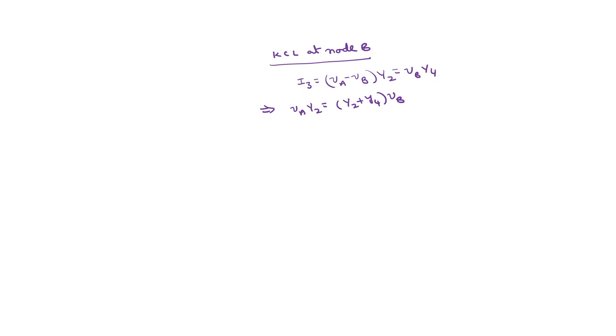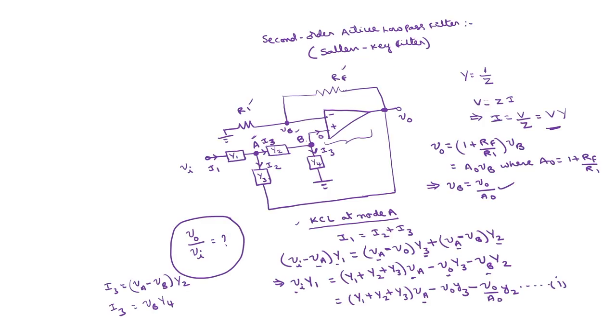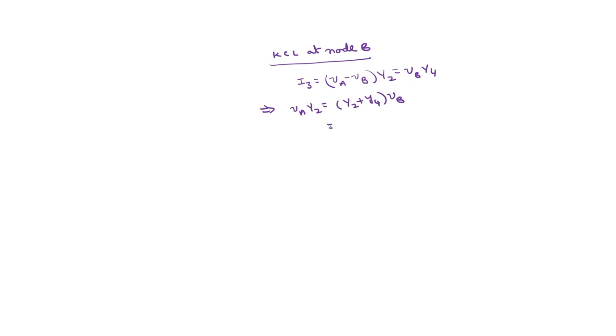But what is VB? We have just derived VB is V naught by A naught. This VB is V naught by A naught. Therefore, what is VA? (Y2 plus Y4) into V naught by A naught Y2. This Y2 we have to take to the other side. This is equation 2. Now, we will substitute equation 2 in equation 1.